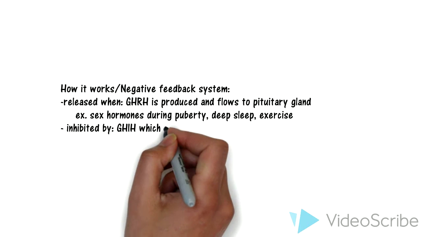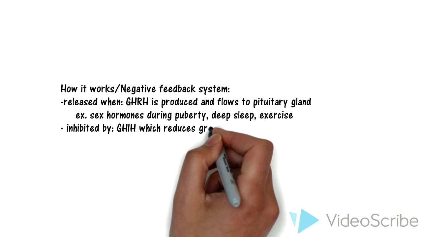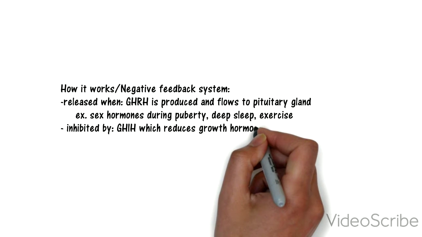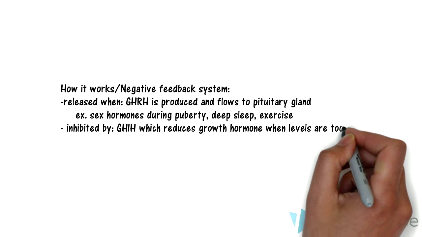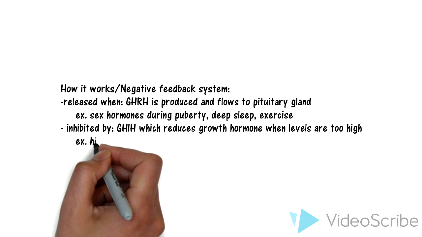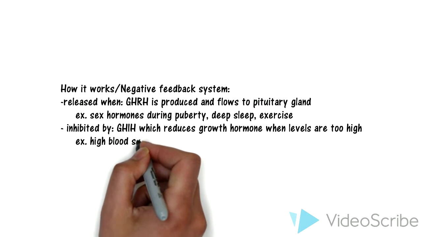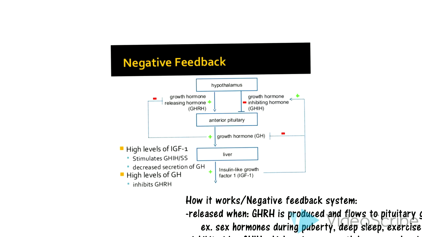A decrease in growth hormone is caused when the hypothalamus releases GHIH, which is growth hormone inhibiting hormone. And the pituitary gland senses this and causes a decrease in growth hormone, which would happen during sleep deprivation or as you get older.